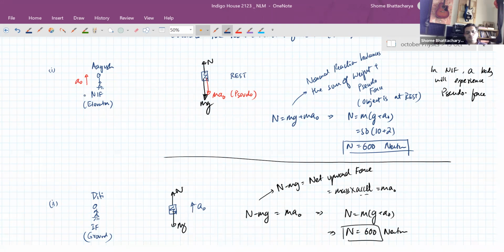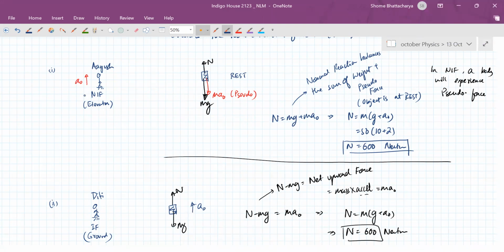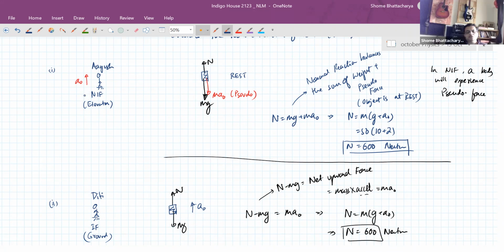You are understanding now? Okay, sir. So pseudo force will be opposite in direction to the acceleration of the frame. The body is not accelerating in this case. The body is at rest, but the frame has an acceleration of a naught upwards. So pseudo force is downwards. Whereas when we look at it in the ground frame, there's no pseudo force, but the body is accelerating upwards. So net force should be equal to mass into acceleration, but net force we should take in which direction? In the upward direction, because the acceleration is happening upwards.